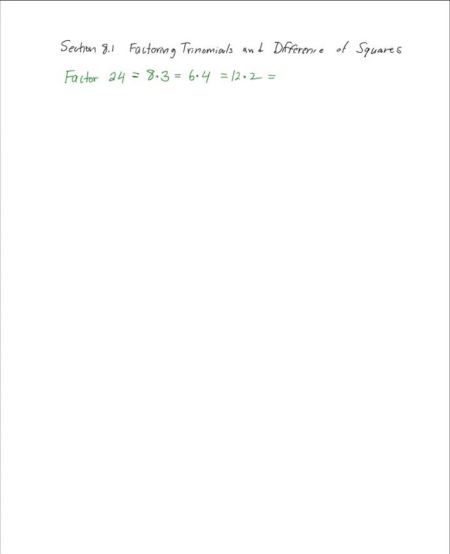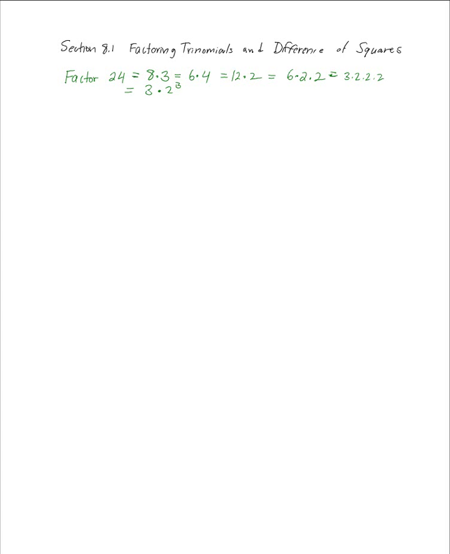I'm going to start with my 12 times 2 here. I could factor the number 12 as 6 times 2. So it's 6 times 2 times 2. And then the number 6 factors as 3 times 2. So I could factor the number 24 as 3 times 2 times 2, which I might write as 3 times 2 cubed. That's called the prime factorization. Okay, 3 and 2 are prime numbers that can't be factored any further.